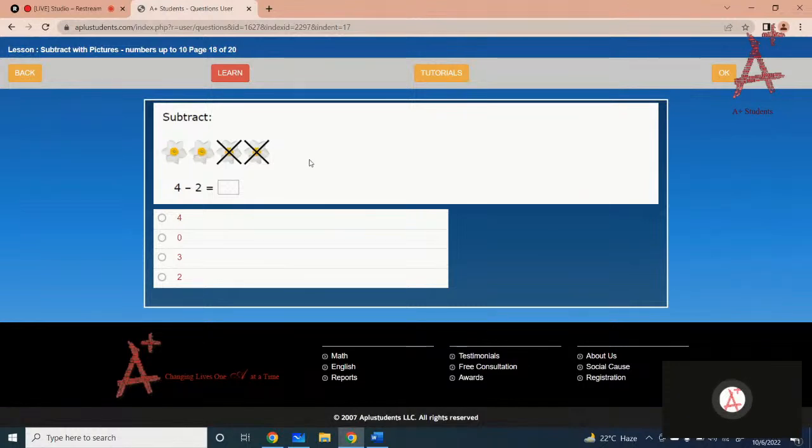Okay, you have four of the flowers given. Out of four, two of them are crossed out. So how many flowers are you left with? Four take away two is, yes, four take away two is two. Select the correct option and click on the OK button.